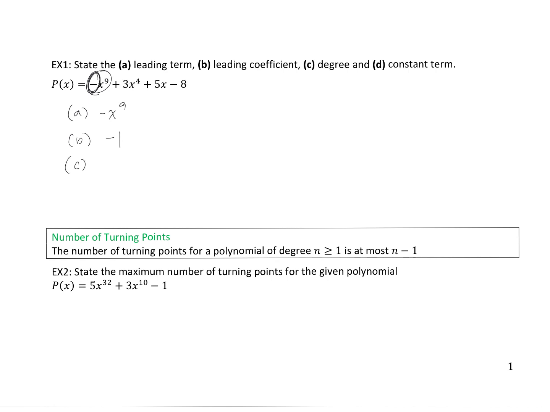Then the degree, well, the degree is the leading term's degree. We just ignore the other degrees, so it's going to be degree 9. And lastly, our constant term, the one hanging out at the end, is negative 8. Again, the one that doesn't have a variable will be your constant term.